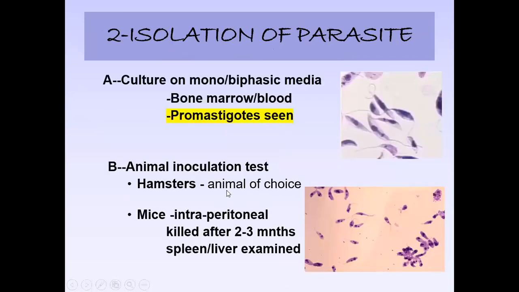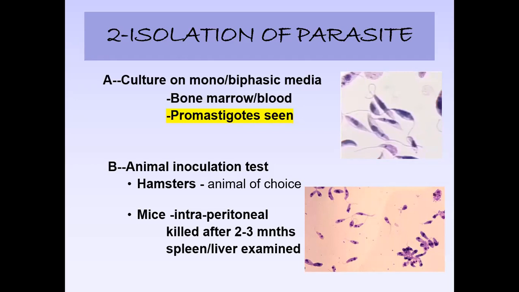Isolation of the parasite is through culture, and as we culture the bacteria, we can also culture the parasites, but the media is different. And on the culture, you will see the promastigote forms. You need to remember that in the tissues, it is the amastigote form, and on the artificial culture, outside the body, it is going to be the promastigote forms.